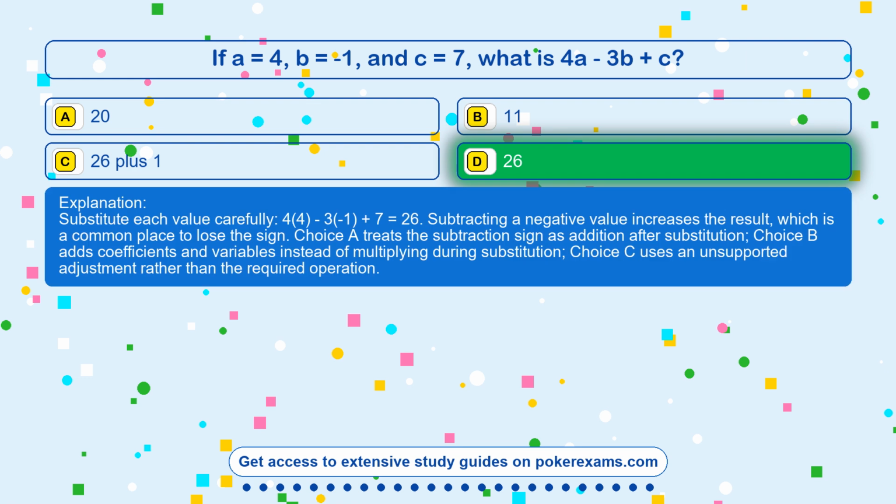Substitute each value carefully. 4 times 4, minus 3 times minus 1, plus 7 equals 26. Subtracting a negative value increases the result, which is a common place to lose the sign. Choice A treats the subtraction sign as addition after substitution. Choice B adds coefficients and variables instead of multiplying during substitution. Choice C uses an unsupported adjustment rather than the required operation.